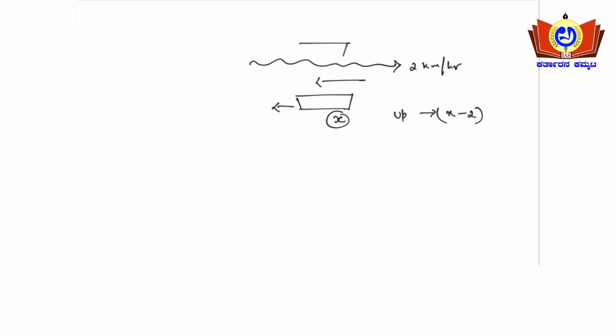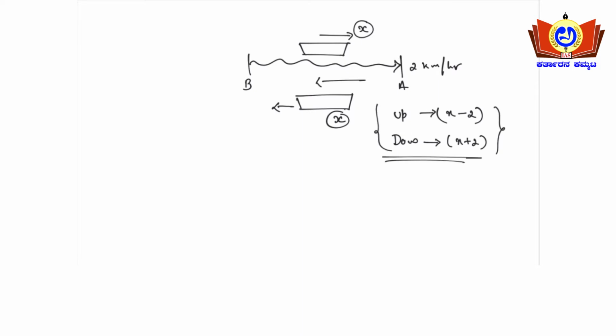He also rows back to the starting point. For example, A to B is the upstream and B to A is the downstream. While coming back, if the speed of the boat is x kilometers per hour, then in downstream the speed of the boat, that is the man, plus the speed of the stream adds up, so the speed is x plus 2.